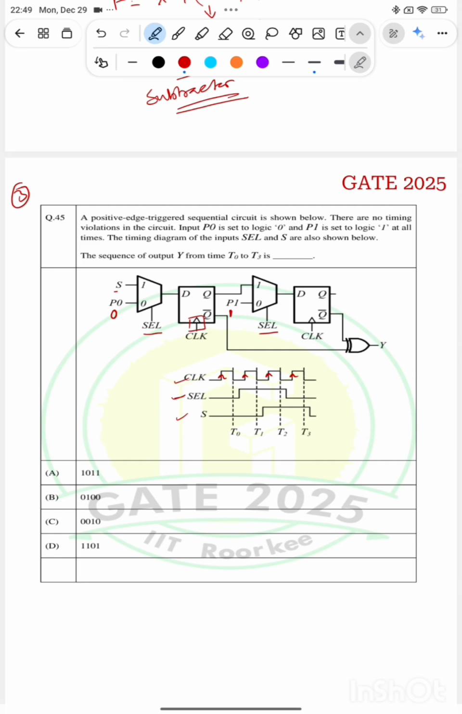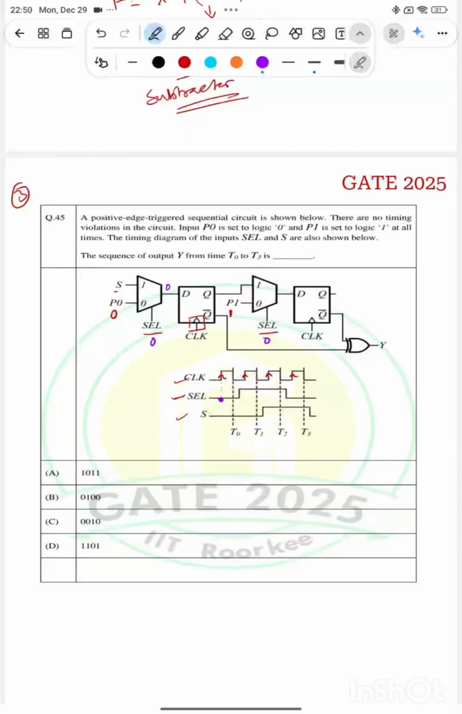Okay, so what is the input at these positive edges? We have to see. At this positive edge, input SCL is 0. So SCL is 0 means, so I will take another color 0. So at this node SCL is 0. And if SCL is 0, what is the output of this mux? This mux will be 0 here.